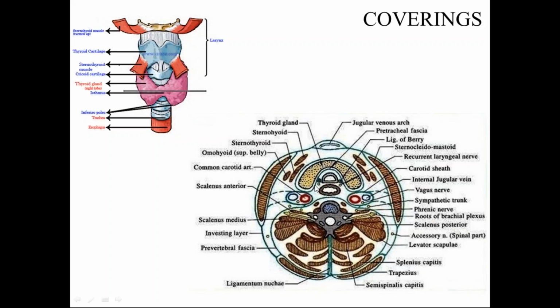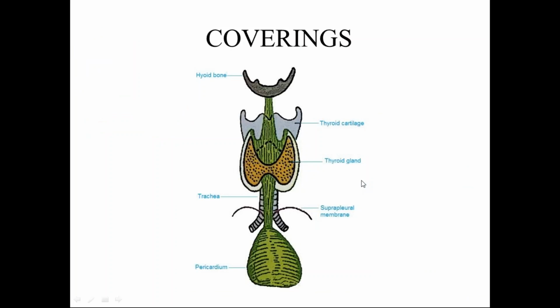The inner true capsule, this black line which is evident over here, is formed by the condensation of the peripheral part of the gland itself. Now what is condensation? It is just thickening of the outer part of the gland. The outer part of the gland tissue got thickened to form the inner true capsule.